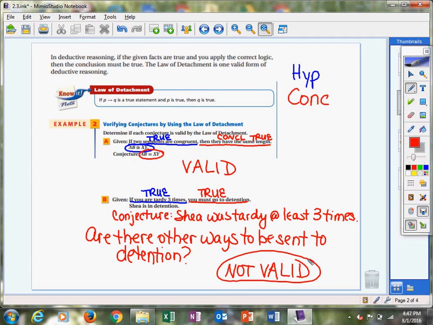So I know that was kind of a weird one. Example 2 is definitely going to challenge your thinking, but you're looking for validity. If the hypothesis and conclusion are true in your statement, and your conjecture matches up with your other given statements, then you can say it's valid. But otherwise, if you find a counterexample like we just did in letter B, that there are other ways to be sent to detention, it doesn't mean she was tardy at least 3 times necessarily. If she's in detention, it could be another reason. Then it's not valid based on what was given.